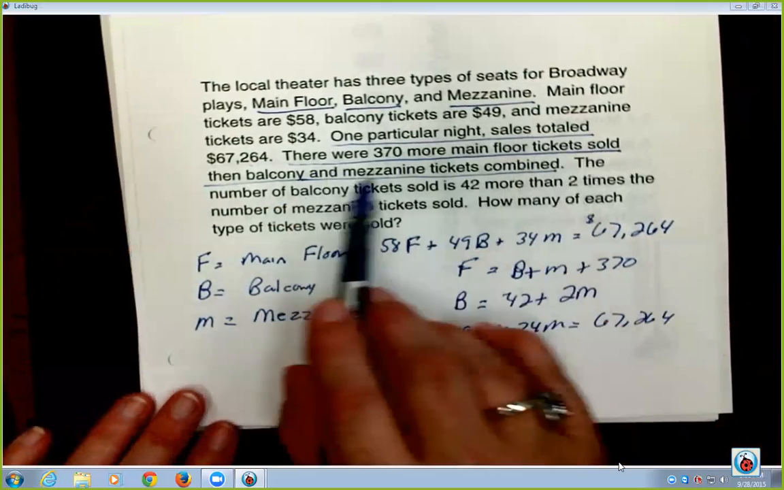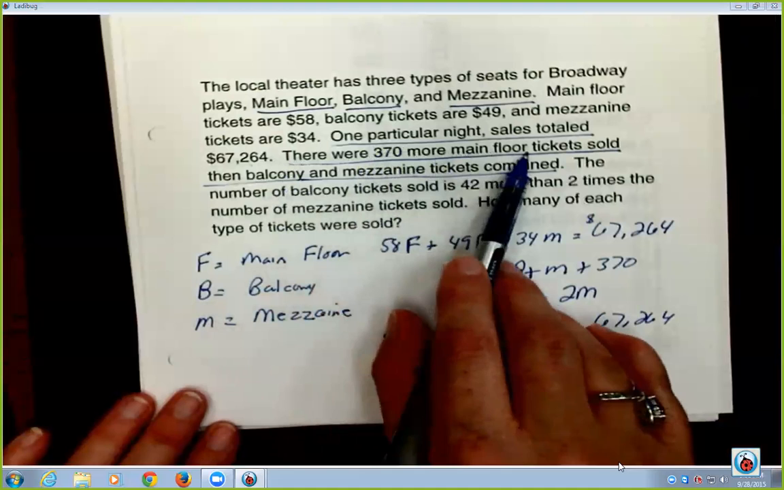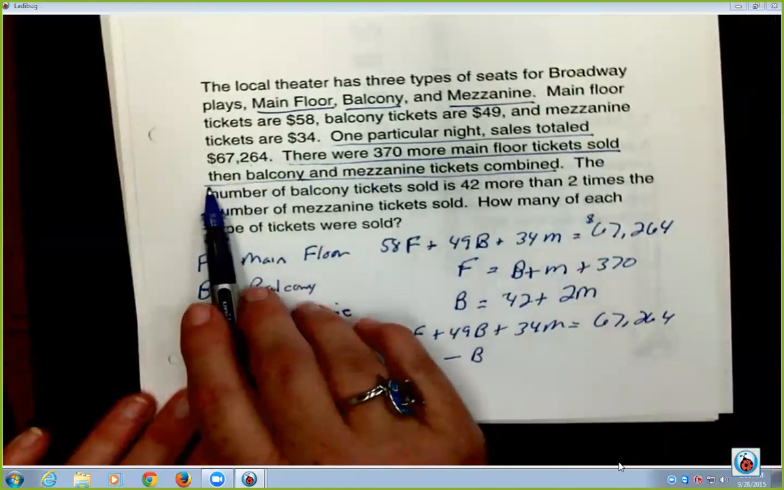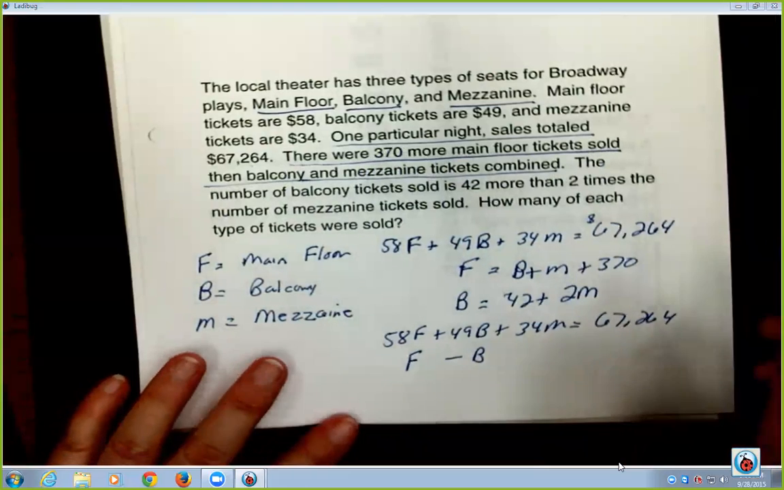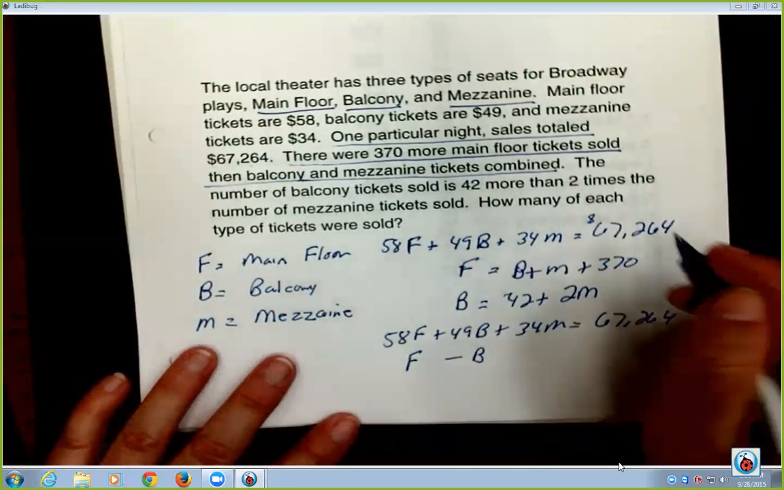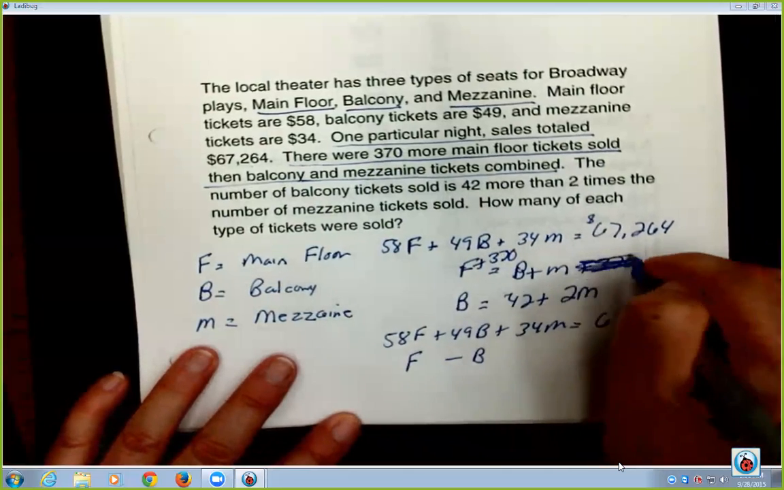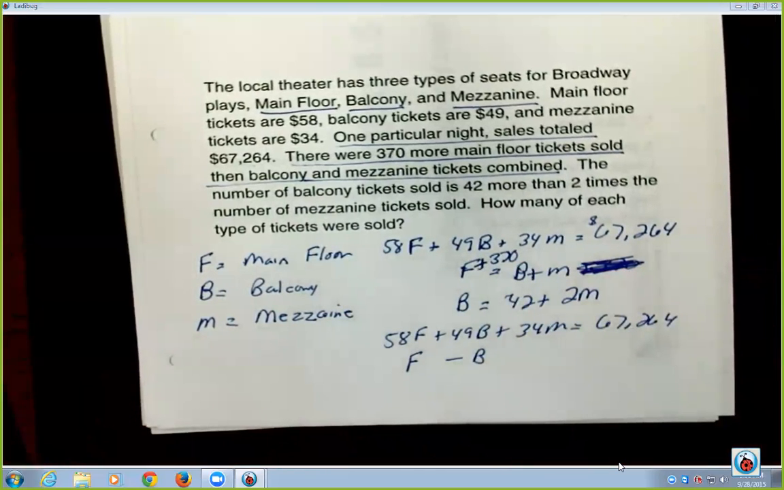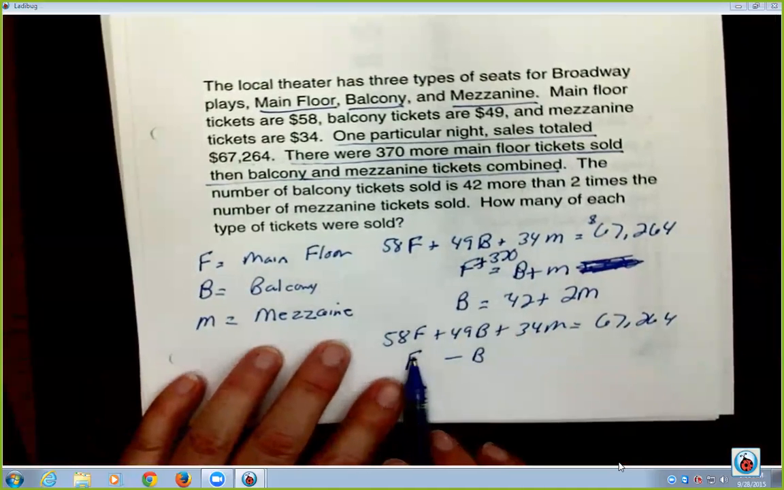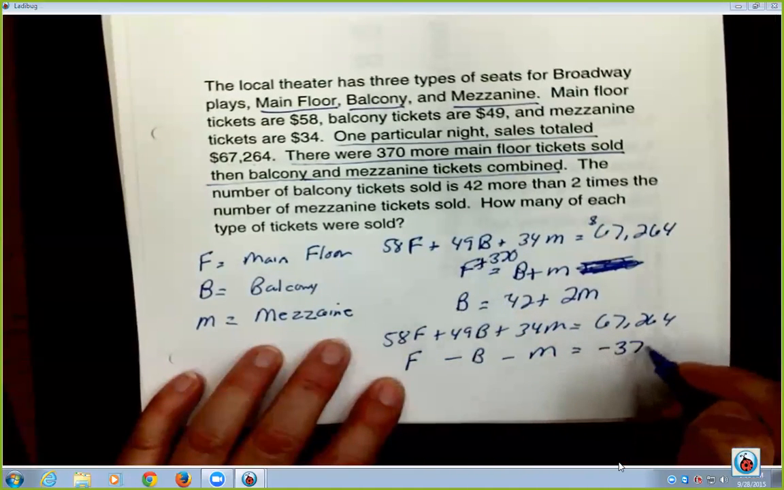Okay. So let's go back up here. There were 370 more main floor tickets sold than balcony and mezzanine. I might have it wrong. I think I do. It should be F plus 370. Yep, now that I read it a second time, you bet. F plus 370 is equal to that. So I have F over here. I have minus B minus M is going to equal a negative 370.